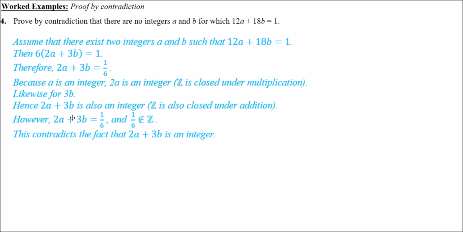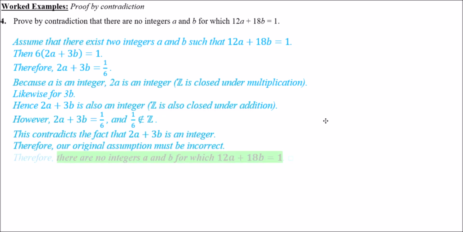So the statement we arrived at contradicts the fact that 2a plus 3b is an integer. Because of that, our original assumption must have been incorrect, and therefore there are no integers a and b for which 12a plus 18b equals 1.